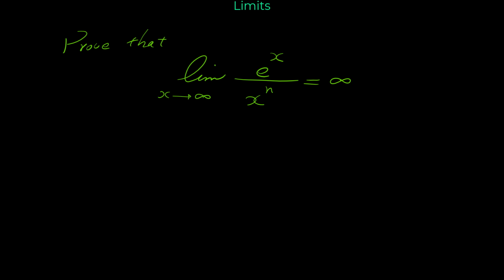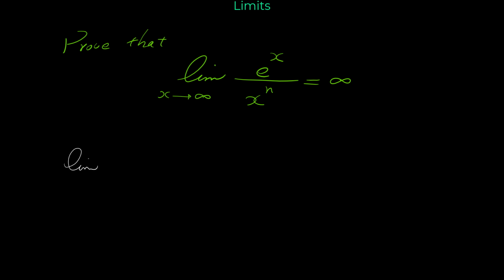By proving this, we show that exponential functions, e to the x is an exponential function, approach infinity faster than any power of x. So e to the x grows faster than x to the 100, x to the 2, x to the 1 billion. And this is important for our understanding of functions. e to the x grows very, very fast compared to polynomials in general.